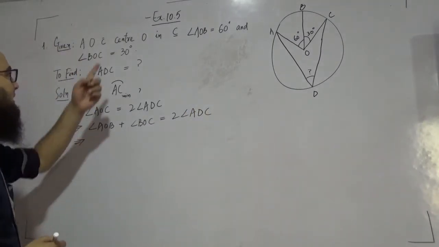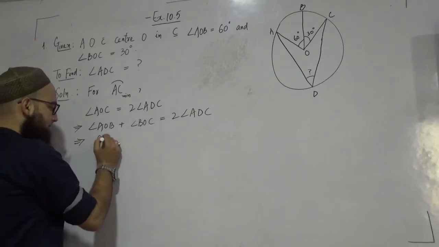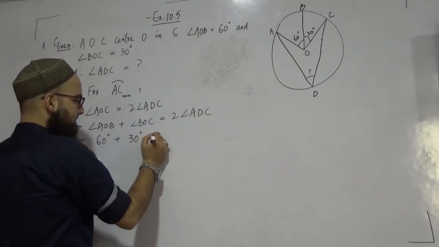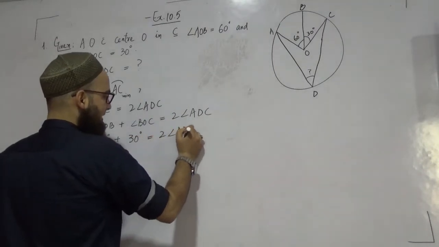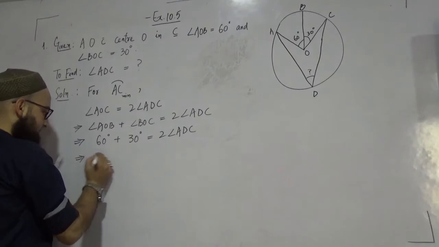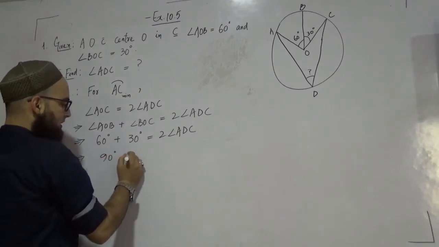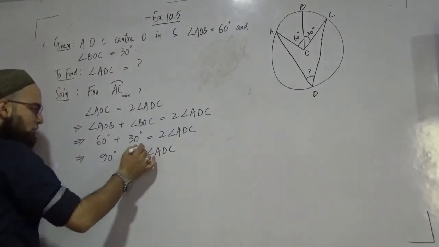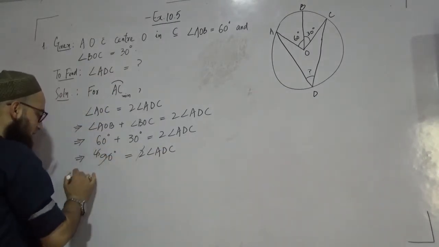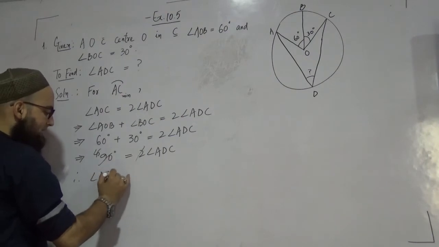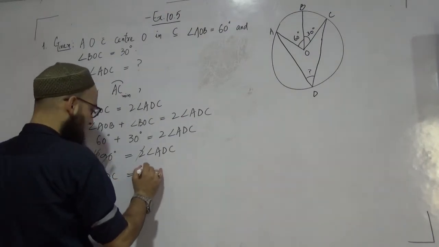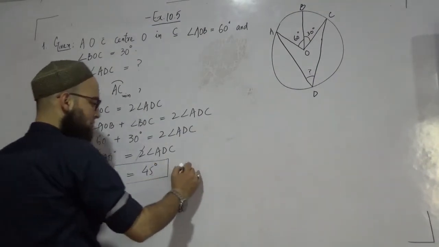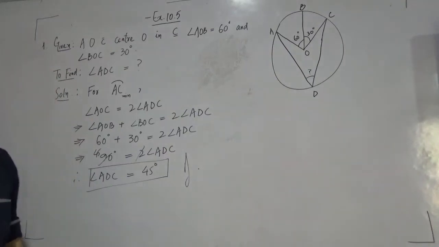You know angle AOB is 60 degrees, BOC is 30 degrees, equal to twice angle ADC. 90 degrees is equal to twice angle ADC. Then you can go 2 ones are 2, 2 forty-fives are 90. Therefore, angle ADC is equal to 45 degrees. And that's your answer. Make a note.